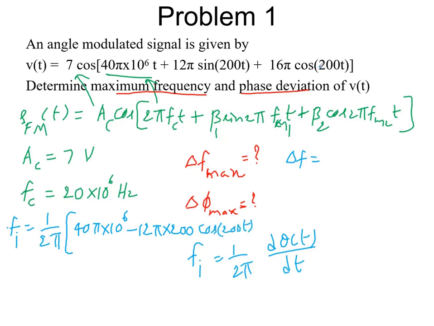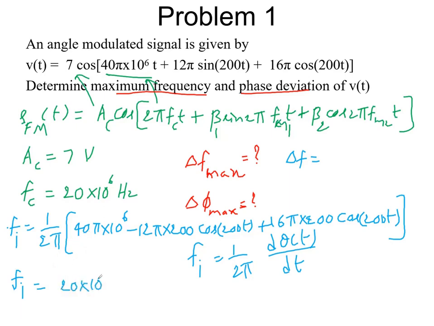Then here the derivative of cos theta is again minus sin theta. Obviously, then it will become plus 16 pi into 200 multiplied with cos of 200t. Now here if you are going to observe, and if you are trying to simplify this fi, you are arriving at a 2 pi. If you cancel out here, you will be left with what?